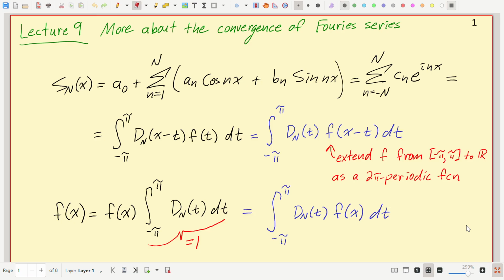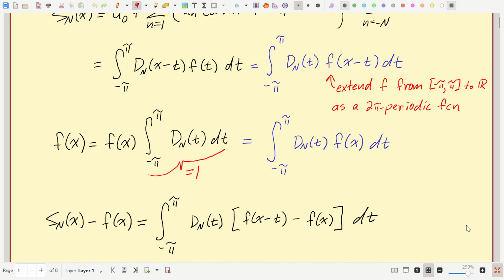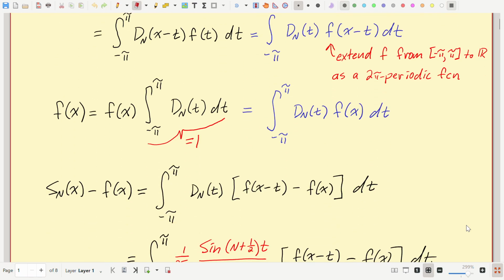So, the big step last time was that I was able to write the error for the sum of a Fourier series as an integral. So S_n of x minus f of x is an integral from minus pi to pi of the Dirichlet kernel times something that looks kind of like a difference quotient. But of course there's nothing in the denominator, so it's just a difference.